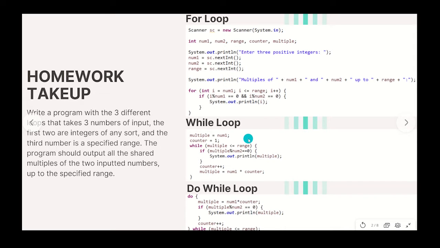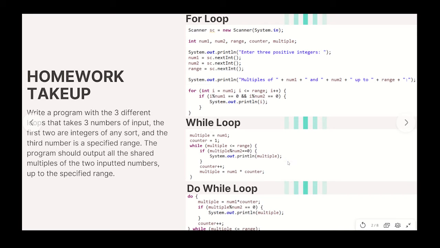For the while loop, it's a little bit more efficient because in the for loop it was iterating over every single number between number 1 and the range, but the while loop doesn't do that. So we're going to have the multiple equal to number 1, and we're also going to have a counter. So the multiple is less than or equal to range for the same reason that it was in the for loop. And if the multiple is divisible by number 2, then we're going to output it.